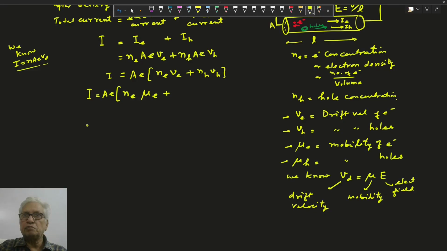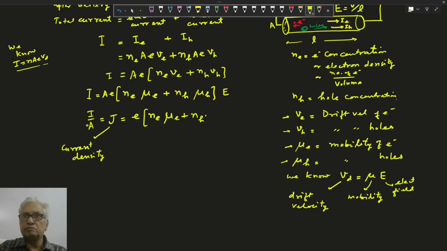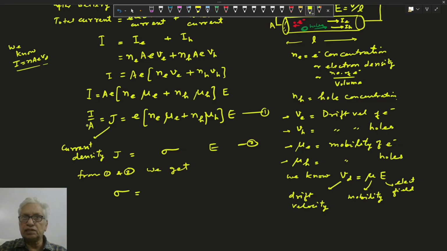we get I equals A e (NE mu E plus NH mu H) E. Taking A out, I upon A is called the current density J. So J equals e (NE mu E plus NH mu H) E. This is equation 1. Now we know current density equals sigma E, equation 2. From equations 1 and 2, we get the conductivity sigma equals e (NE mu E plus NH mu H). Equation 3. This is the expression for conductivity.